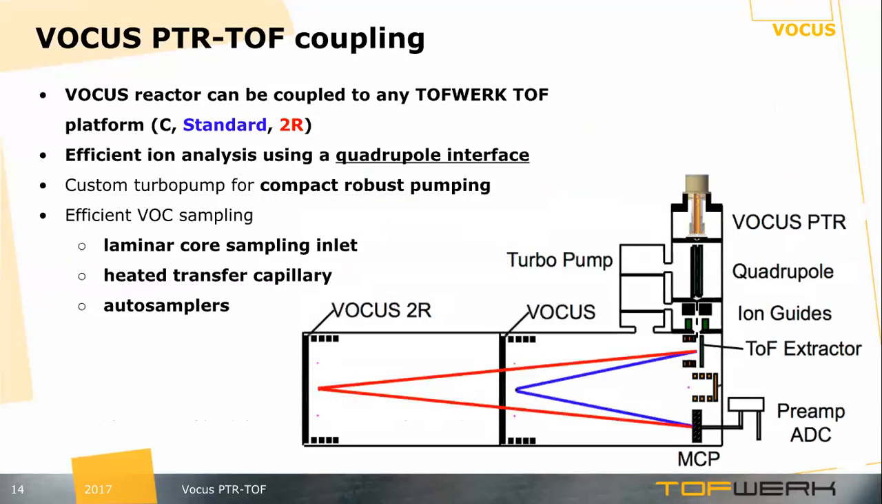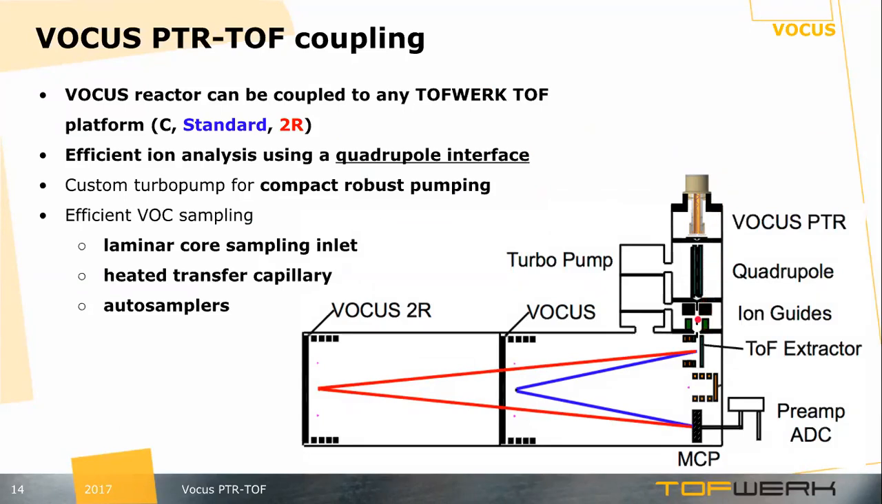So coupling an ion source to a mass spectrometer is not a small feat. Here I'm showing you a schematic of the Tofwerk instruments. Here we have the Vocus ion source. This is operated at 1 to 3 millibar. It's fed into a differentially pumped region, so with a quadrupole ion guide. So we have a quadrupole to focus and pump away the neutrals.